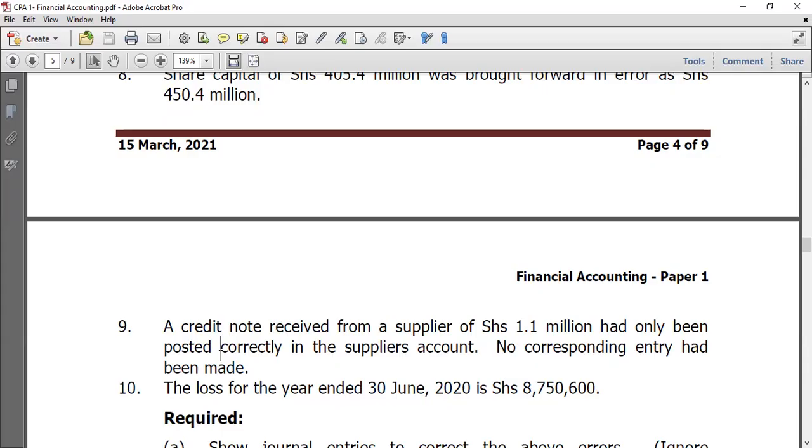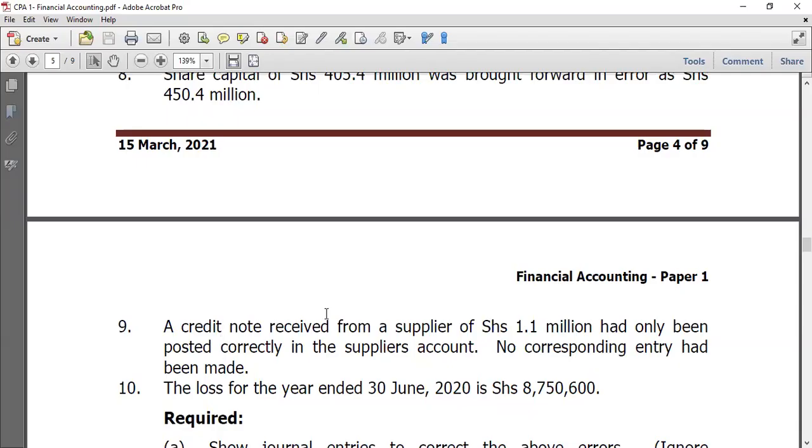A credit note received from a supplier had only been posted in a supplier's account. And where would we post in the supplier's account? We post it in the supplier's account on the debit side, because the supplier's account is your accounts payable account. Okay. When you have a credit note, it means that the amount you have to pay to your supplier is way less compared to what you had earlier had. So that's why we debit our supplier's account to reduce how much we should pay the supplier.